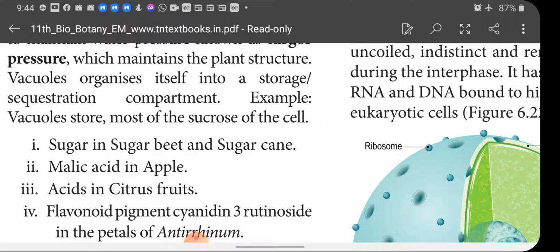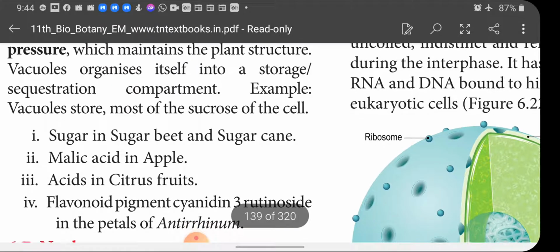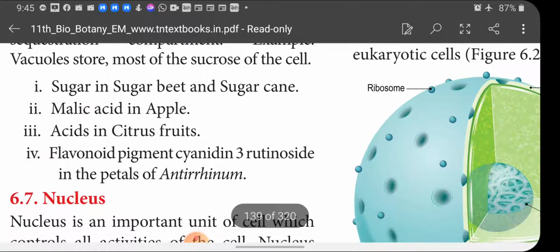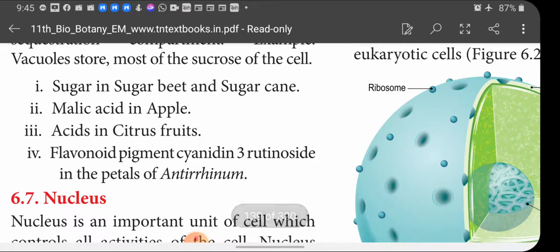Then malic acid. We will see what things are stored in the vacuoles of various plants. In sugar beet and sugar cane, the vacuole stores sugar. In apple, the vacuole stores malic acid. In citrus fruit, it stores acid. And flavonoid pigments, cyanidin 3-rutinosides, in the petals of antirrhinum. So these are the various sugars or acids found in the vacuoles of various plants.